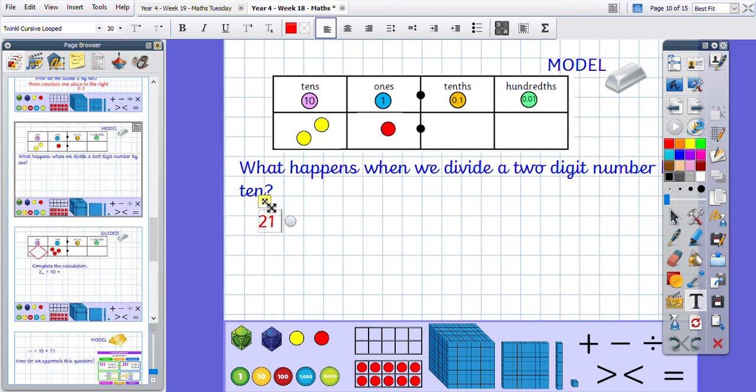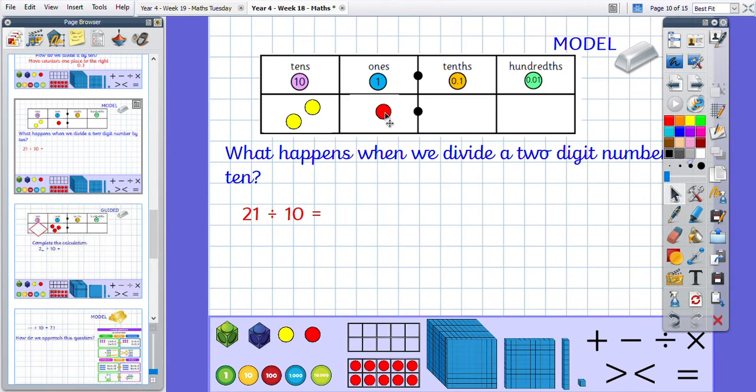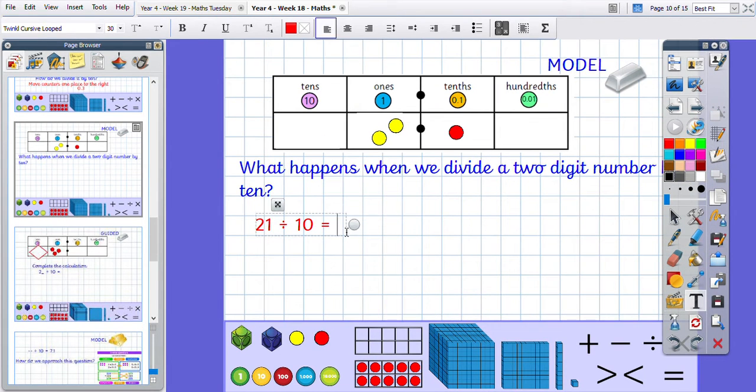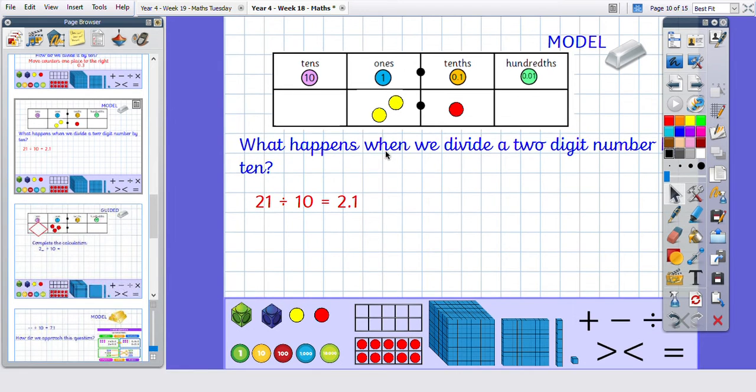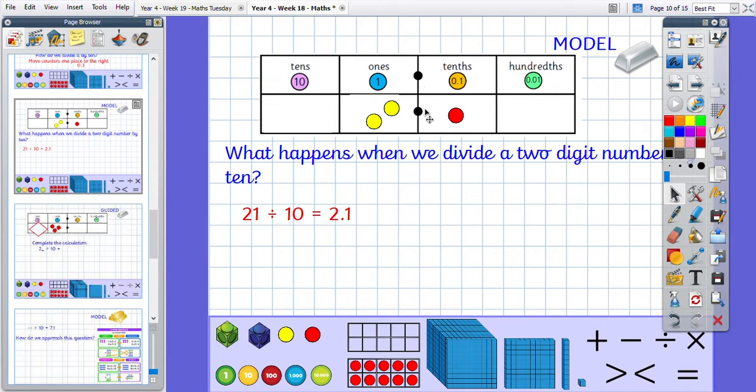Okay, and I am dividing this by 10. So I'm going to move my counters one place to the right. So my ones column moves to my tenths, and my tens column moves to my ones. So my answer is now 2.1, because I have 2 in my ones column, my decimal point, and 1 in my tenths column.